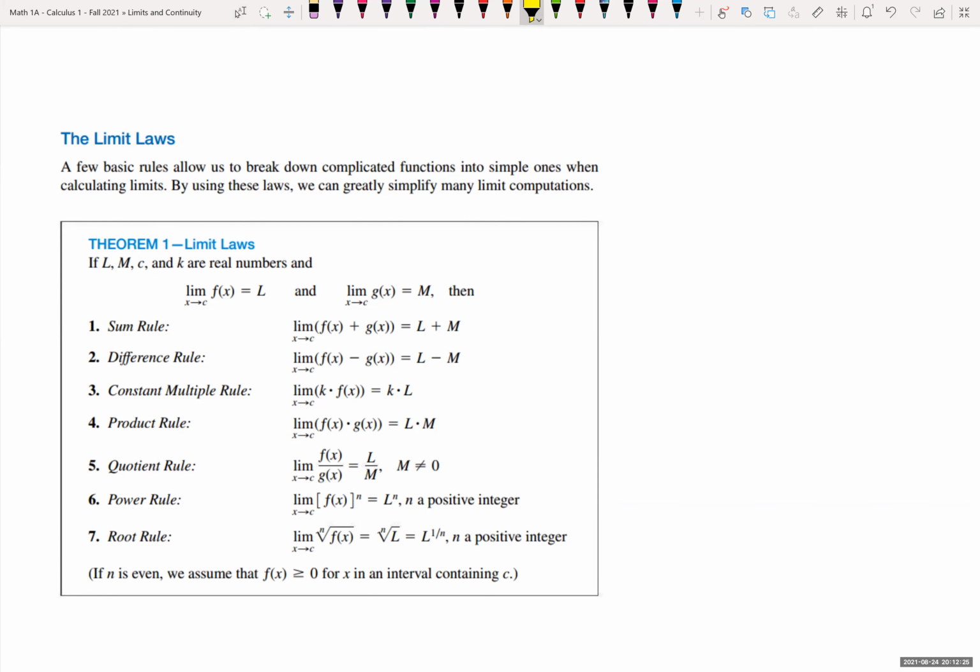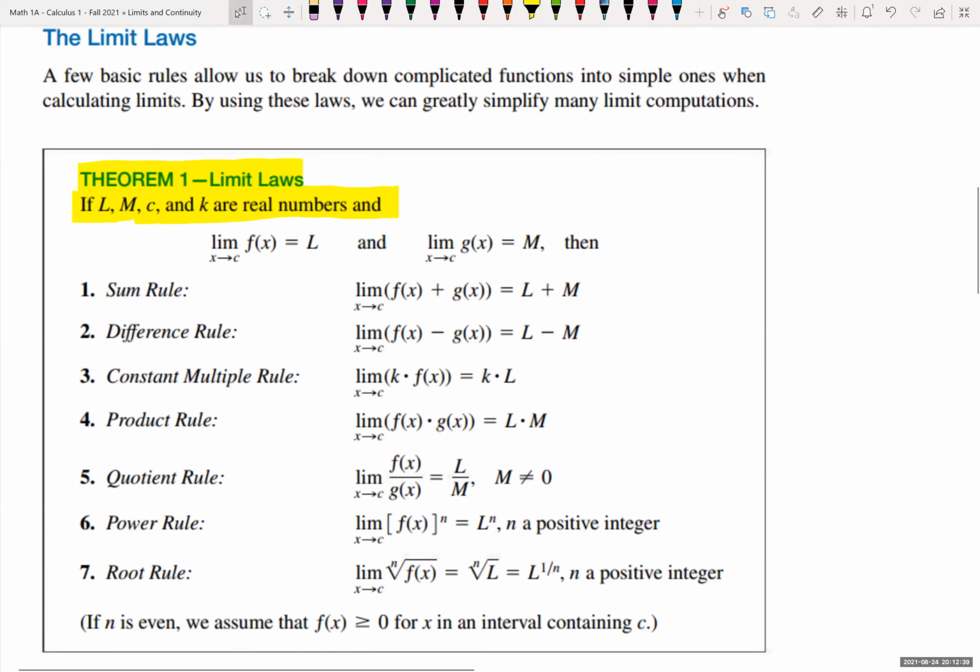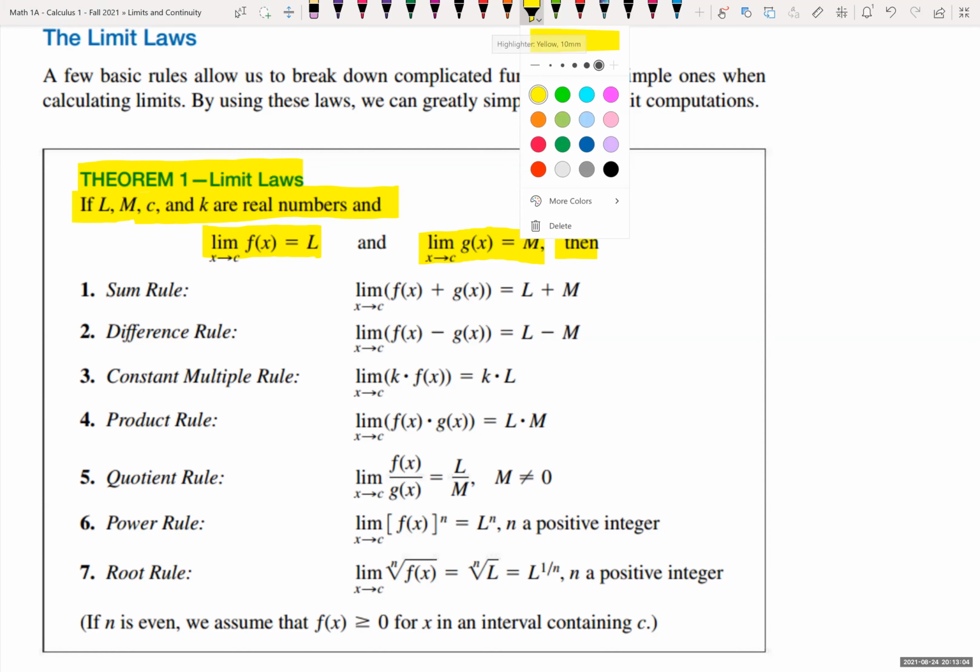But looking at our theorem here, it says let capital L and capital M, little c and k, be real numbers. And we're assuming here that if we looked at the limit as x is approaching c of f of x, we're going to get a y value back of capital L. And if we looked at a limit as x is approaching c of a different function g of x, and we got back capital M, then we can say the following occur.